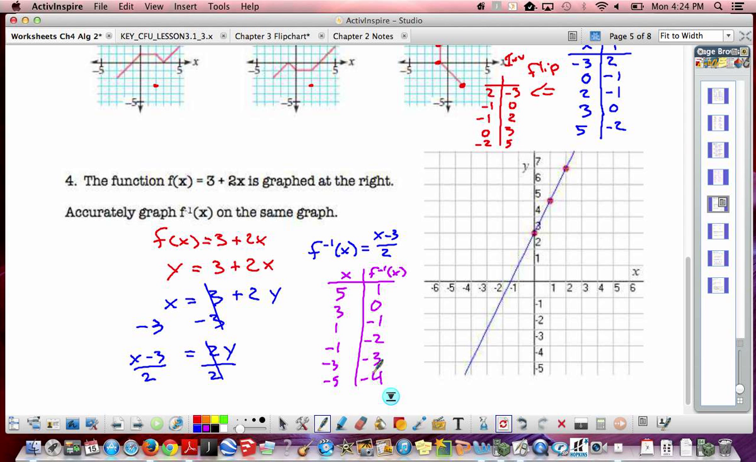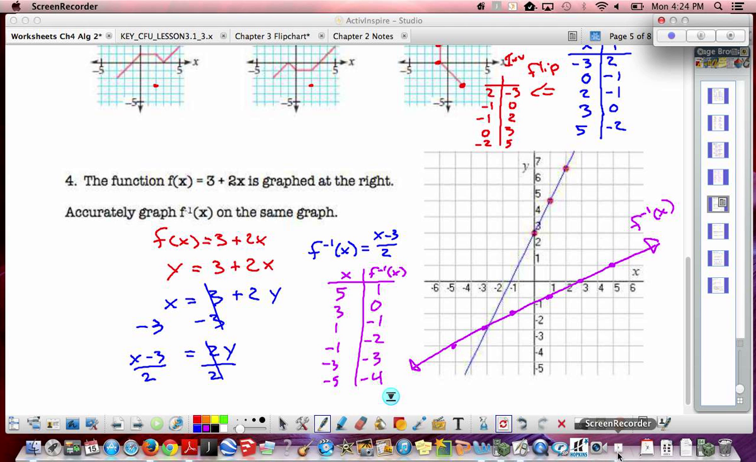So I'm going to graph those points. 5, 1. There's 5, 1. 3, 0. 1, -1. -1, -2. -3, -3. And -5, -4. Here's my f inverse function. F inverse of x. There it is. Excellent. That takes care of page 1.